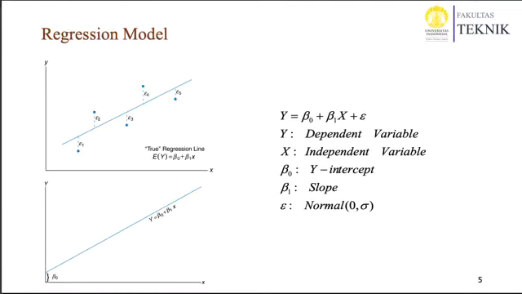Here we have a simple linear regression. In this example, we are trying to fit a line, where y is equal to beta 0 plus beta 1 multiplied by x, to our data. Here x is called the independent variable or the predictor variable, and y is called the dependent variable, or we may say it's a response variable.